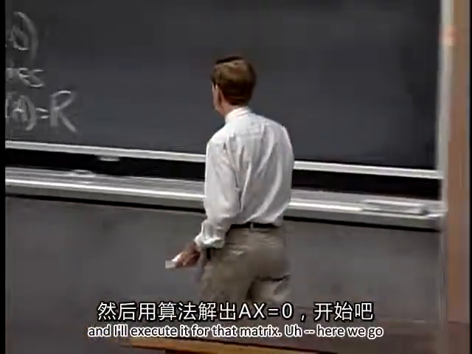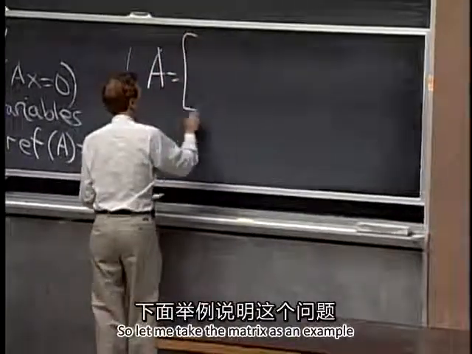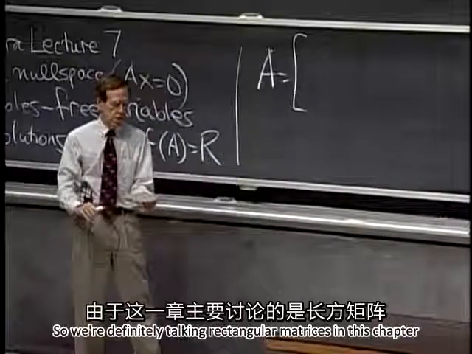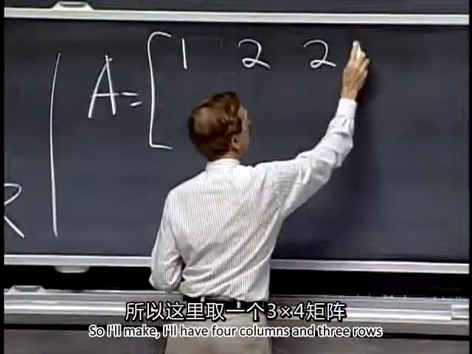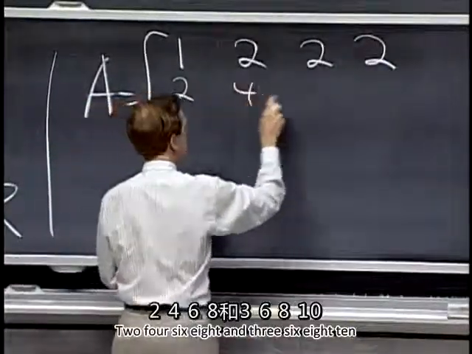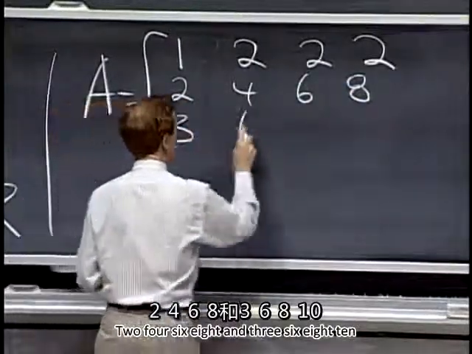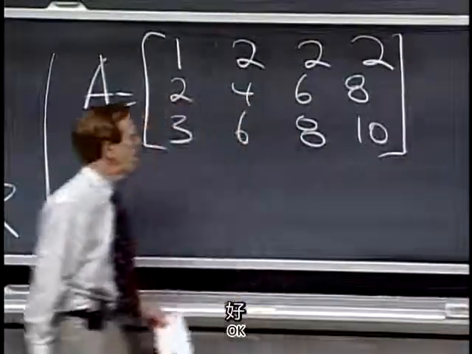Here we go. So let me take the matrix as an example. So we're definitely talking rectangular matrices in this chapter. So I'll have 4 columns and 3 rows. 1, 2, 2, 2, then 2, 4, 6, 8, and 3, 6, 8, 10. Okay.